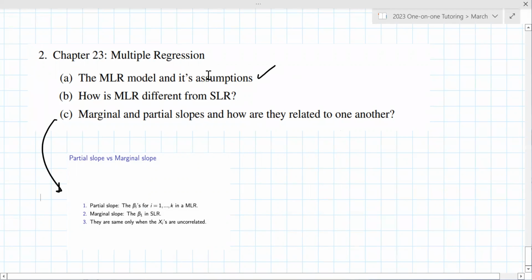So you already talked about the assumptions, only the one assumption being different, which is the multiple parameters in there. How is it different? It's multiple independent variables. And then I think yesterday there was a question on whether marginal slopes were less than partial slopes, and I think you're going to ask why that is. Write that down.